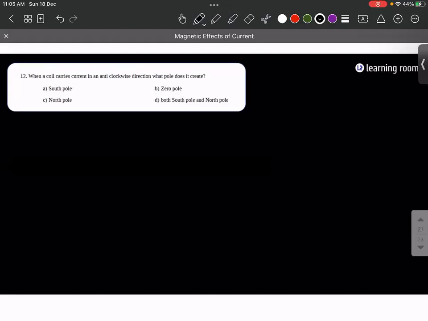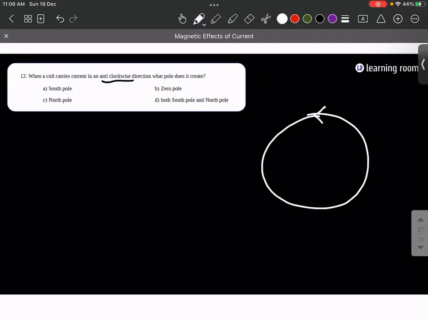When a coil carries a current in anti-clockwise direction, what pole does it create? This also I showed you. North pole. Okay. South pole. Anti-clockwise. Oh, south. Anti-clockwise. North pole. North pole, sir.